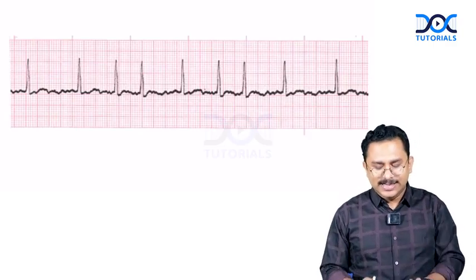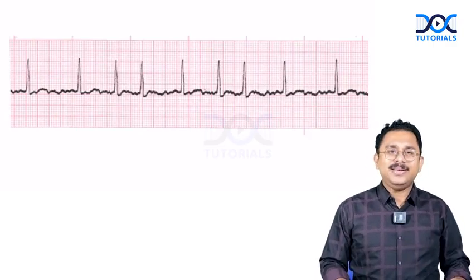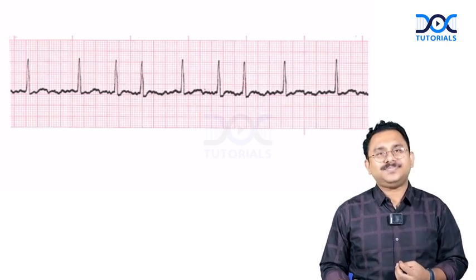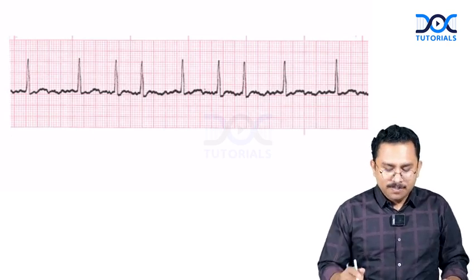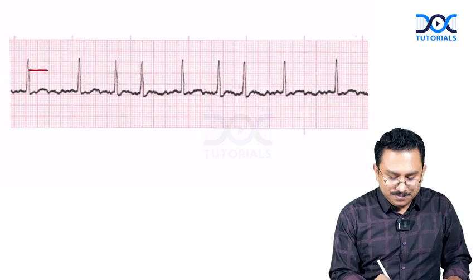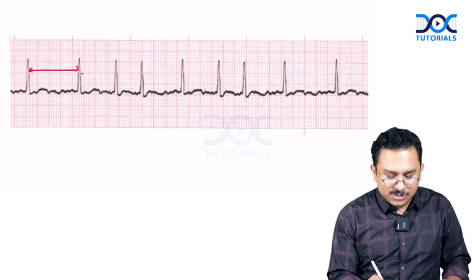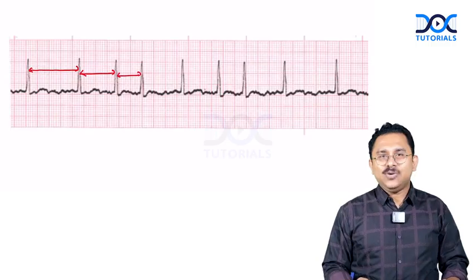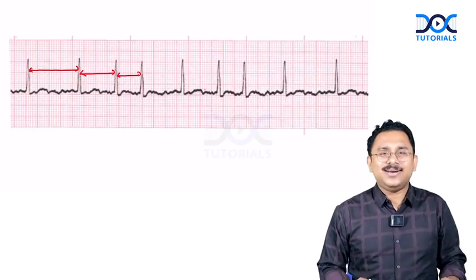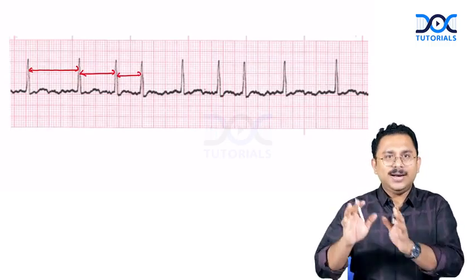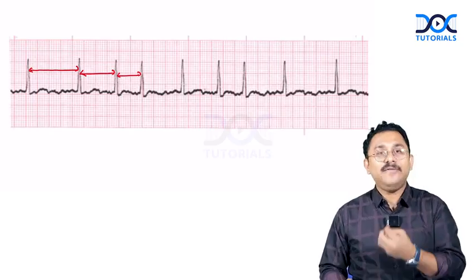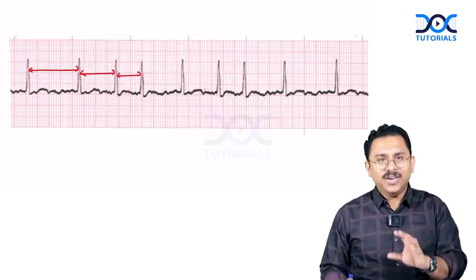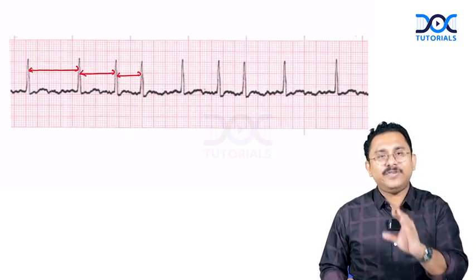So the next ECG that we are dealing with again is a narrow complex tachyarrhythmia, but again you can see the RR interval is varying. So here also we are dealing with a narrow complex irregular tachyarrhythmia. So it's either multifocal atrial tachycardia or atrial fibrillation. But if you look at the P wave, are you able to make out a definite P wave?